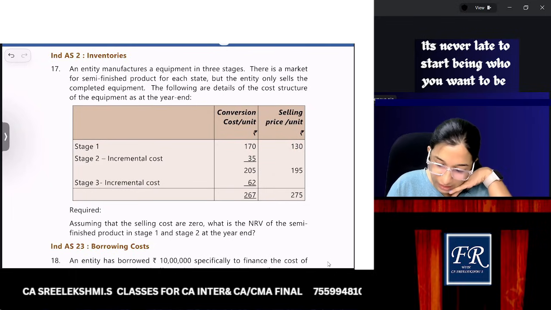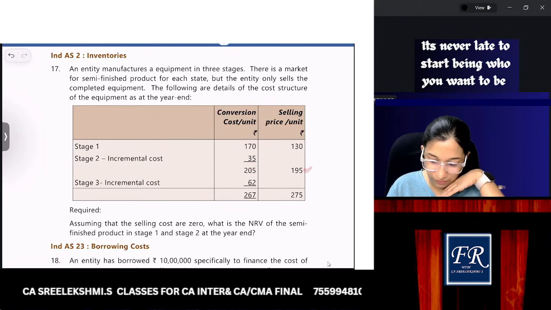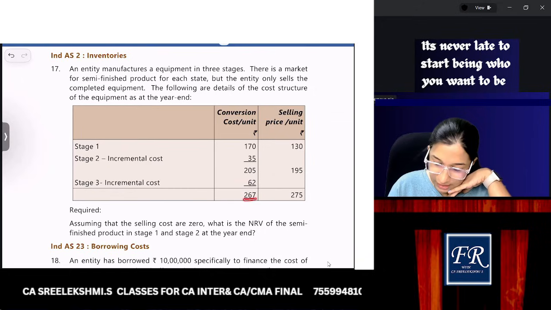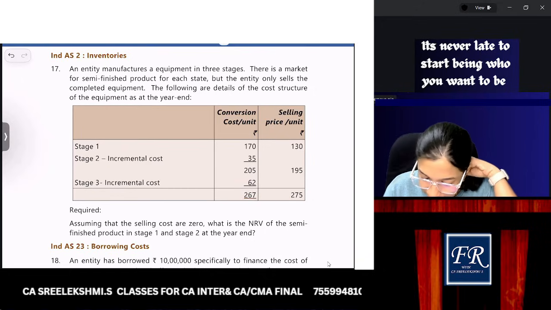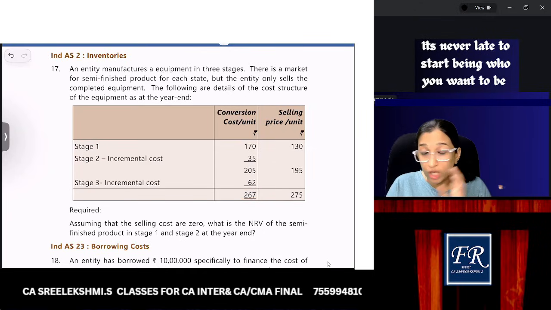Then stage 2, incremental cost is 35 and selling price is 195. Then incremental cost is 62, it is 267, and selling price is 275, because only when I complete it and sell will I have a profit. I'm not selling it in between. Okay, fine. So what is the question?